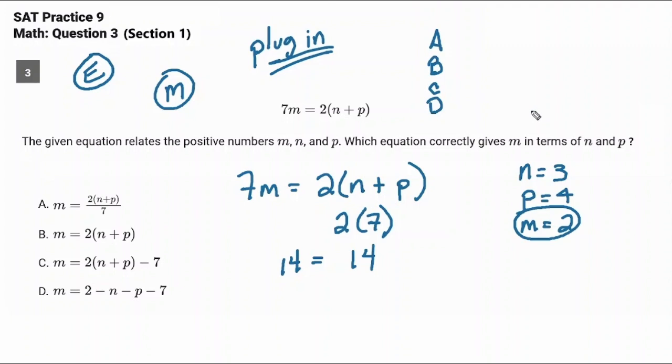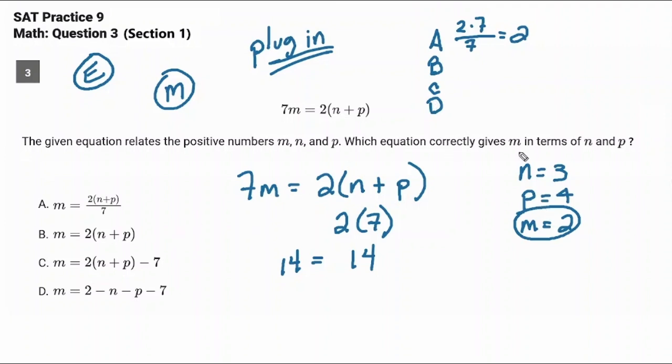They're all m equals, so 2 times n plus p. 2 times 7 over 7. That's 14 over 7. That's 2. Hey man, that's probably the answer. Let's try B, C, and D.